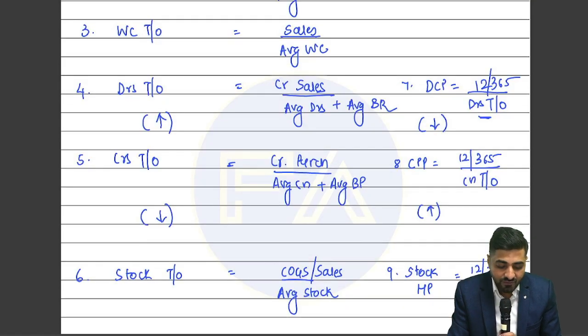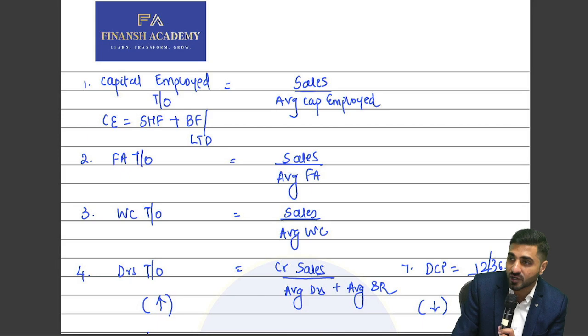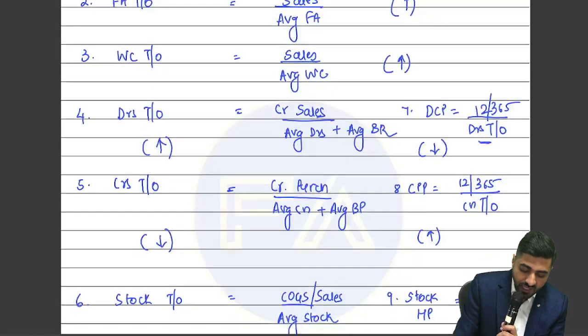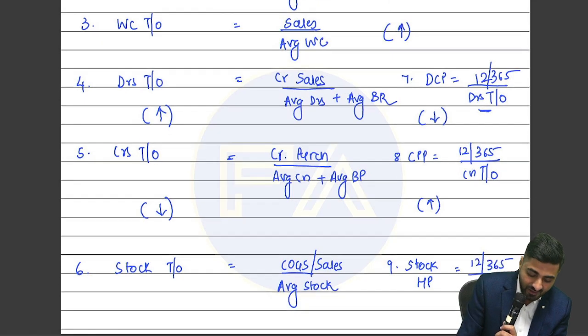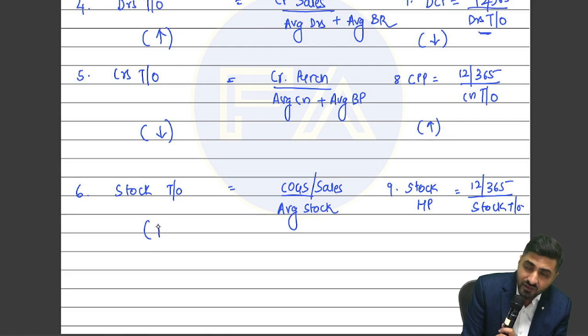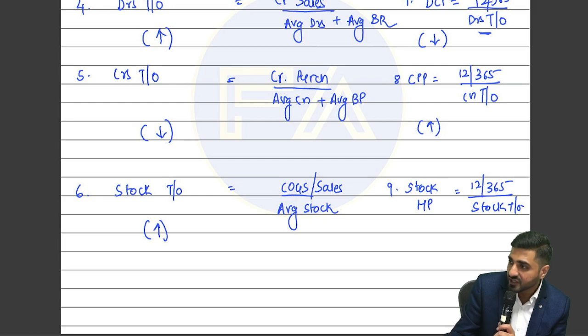Now tell me, capital employed turnover ratio: lower the better or higher the better? Fixed asset turnover, working capital turnover. Debtors turnover higher, hence debt collection period lower. Creditors turnover ratio lower, that's why creditors payment period higher. Stock turnover ratio: this indicates how many times your stock is getting converted into cash, or sold. So it should always be higher, and your stock holding period should be low.